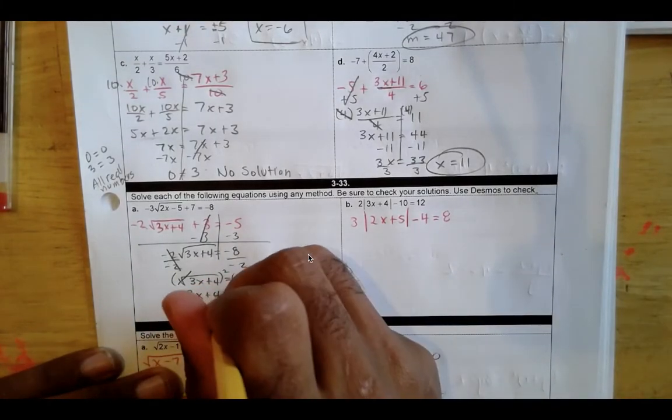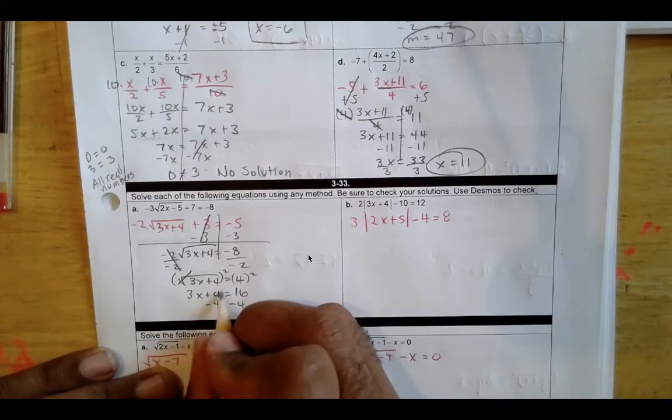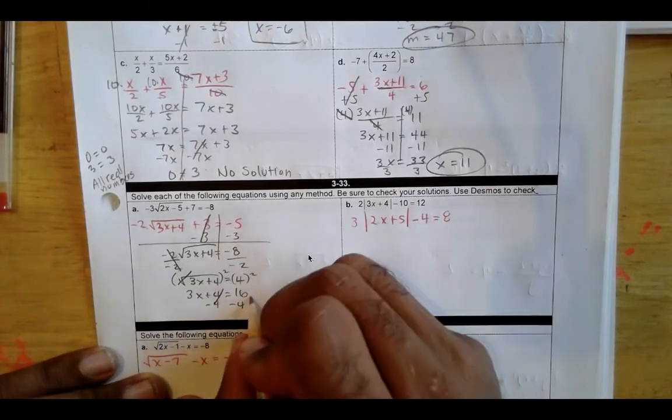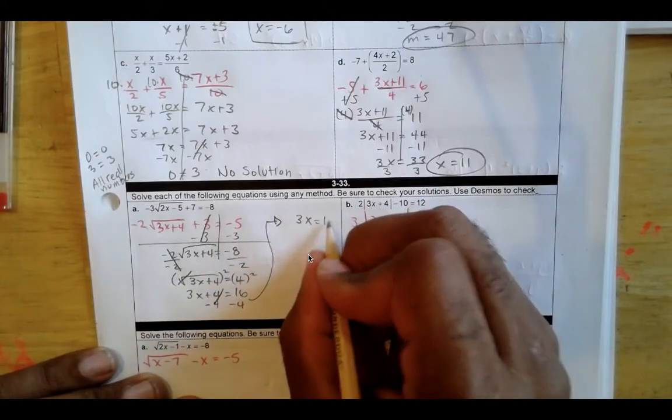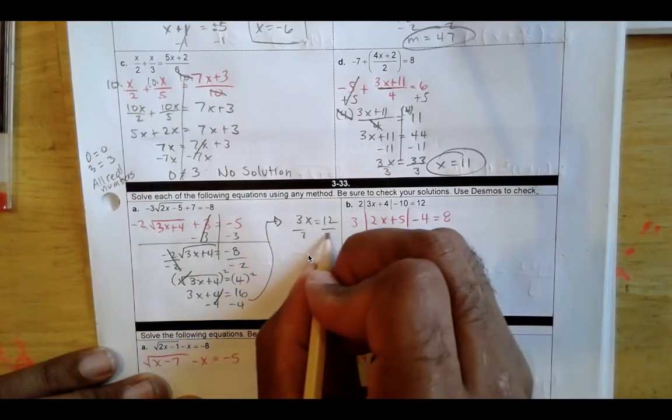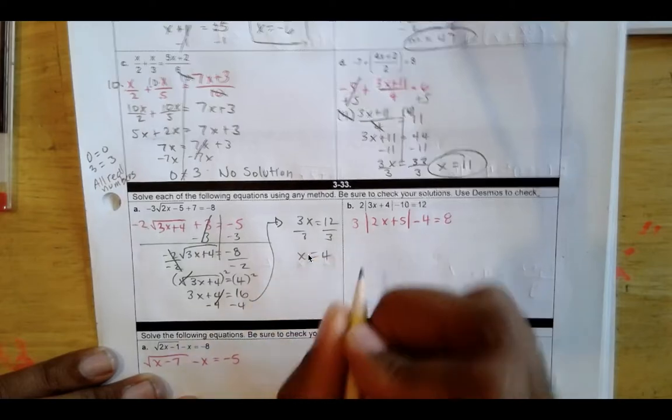So then -4 both sides. And then we end up with, go up here, 3x equals 12. And then divide by 3, and x equals 4.